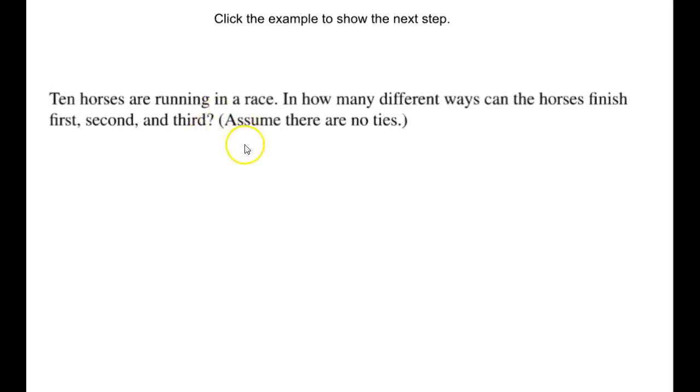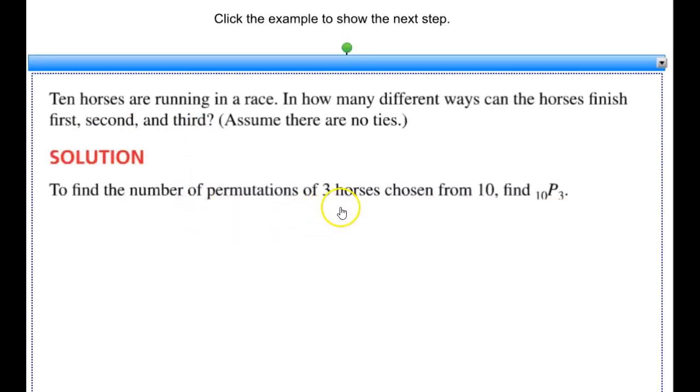10 horses are running in a race. In how many different ways can the horses finish first, second, and third? Assume there are no ties. The first thing I notice is they finish in different places. That tells me that I am looking at a permutation rather than a combination, because order here matters. So I have to find the permutations of 3 horses chosen from 10. If I have my calculator, I can put in 10P3, or I can use my permutations formula.